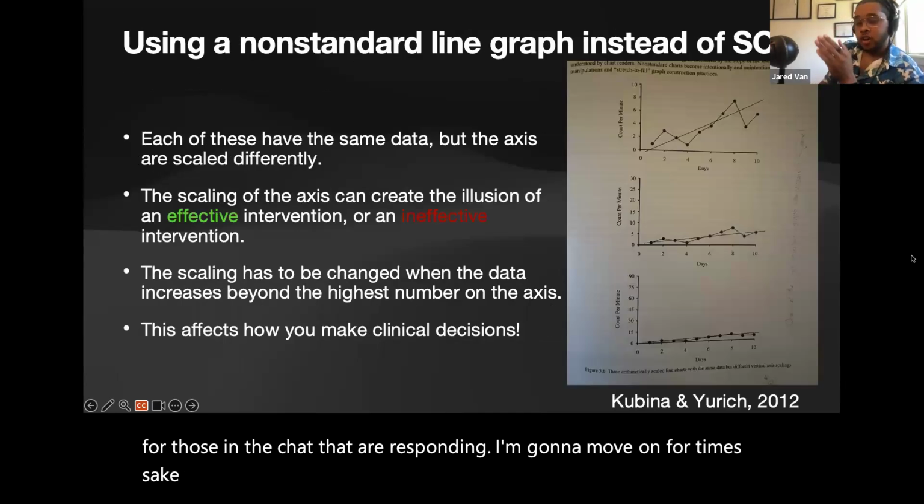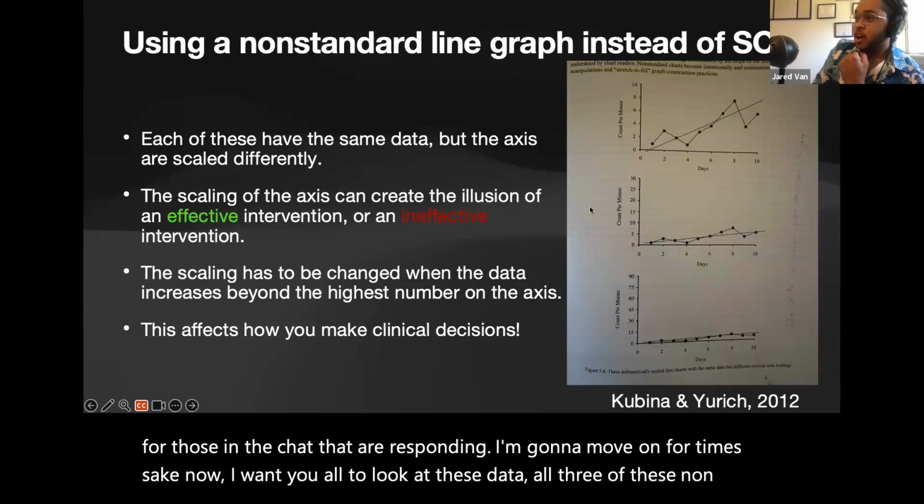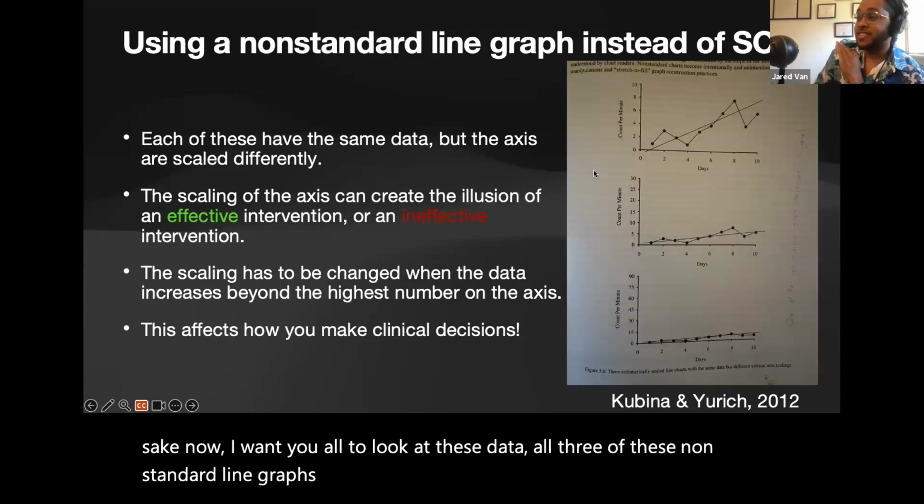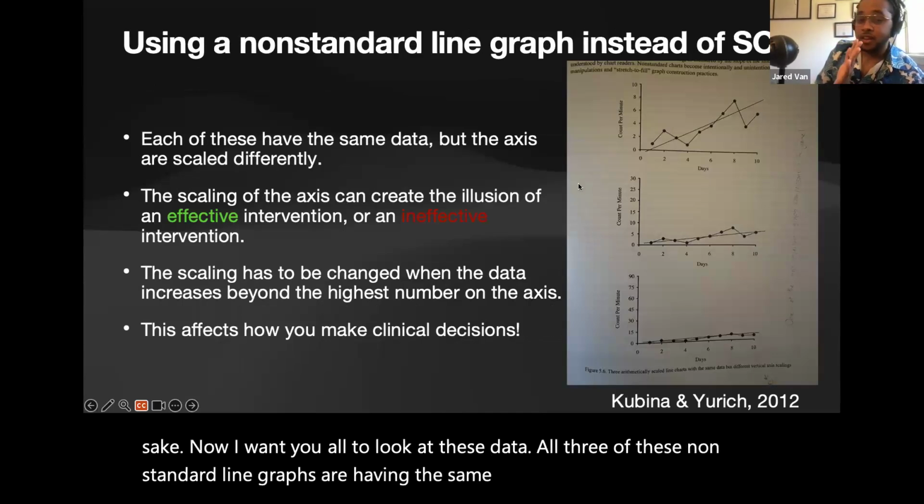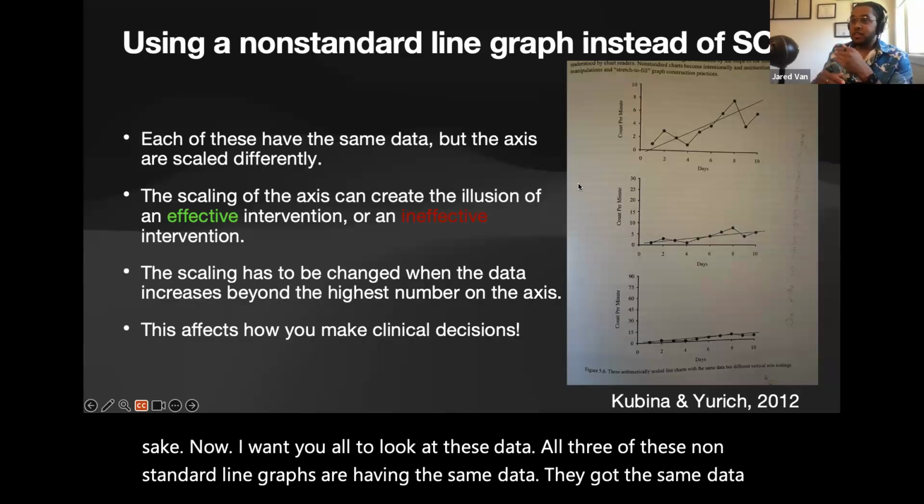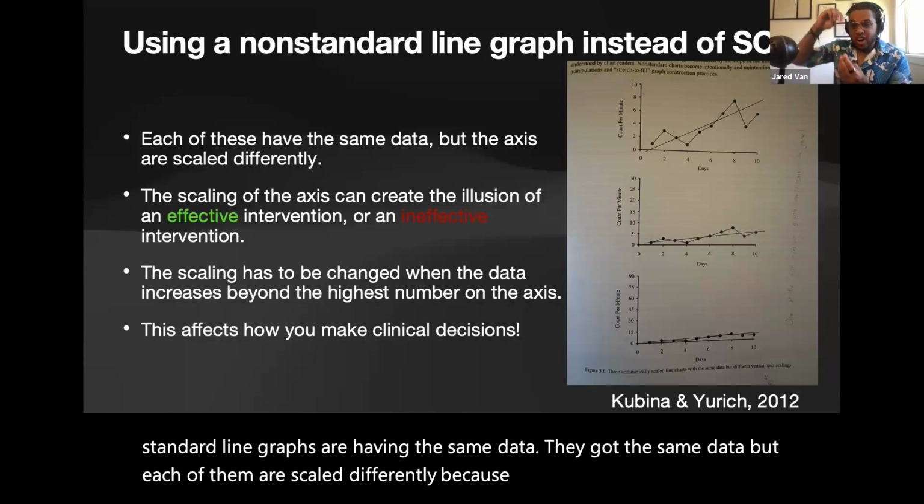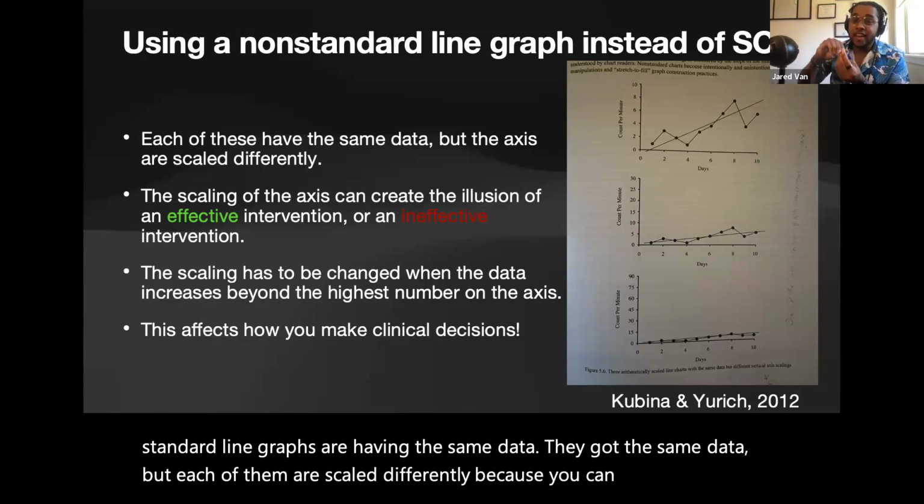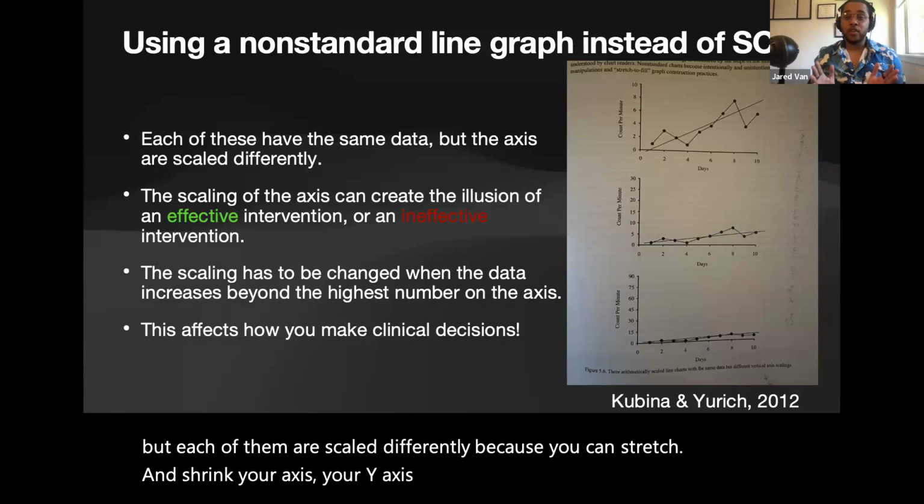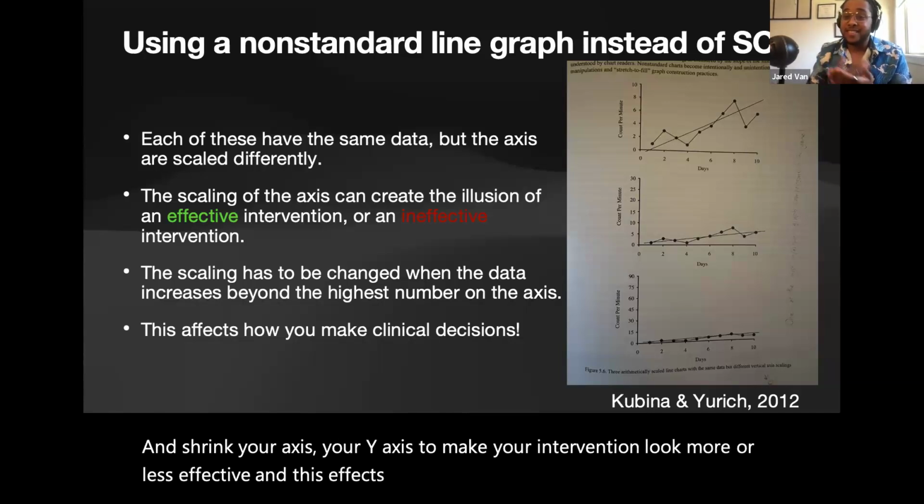Now, I want y'all to look at these data. All three of these non-standard line graphs are having the same data. They all have the same data, but each of them are scaled differently because you can stretch and shrink your axis, your y-axis, to make your intervention look more or less effective. And this affects how you make decisions.